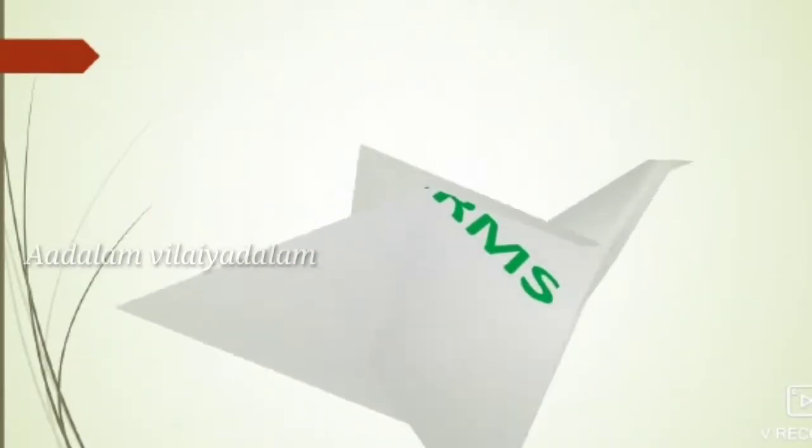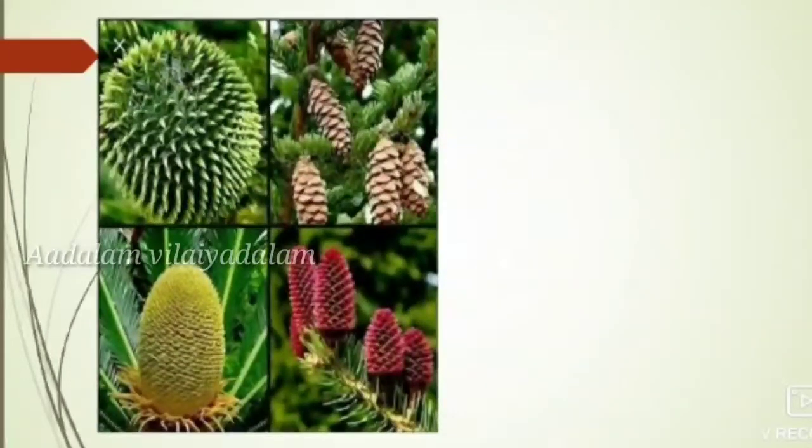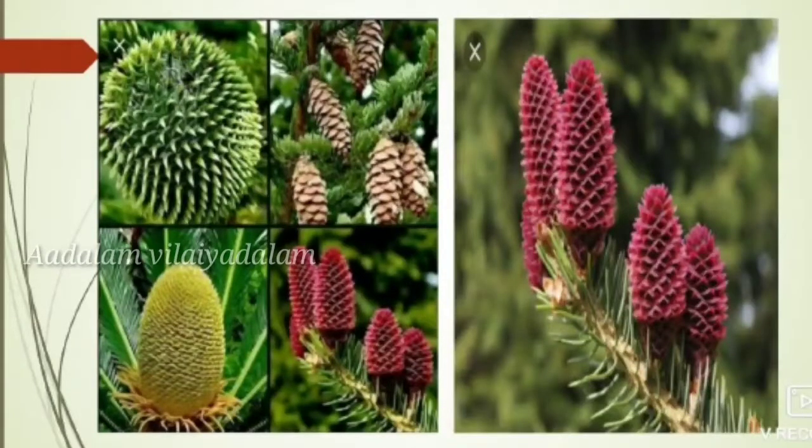Gymnosperms are naked seed plants, that is, the ovule is not enclosed by the ovary, and gymnosperms have two phases of generation: gametophytic generation and sporophytic generation. In gymnosperms, the sporophytic generation is the dominant phase and it is differentiated into root, stem and leaf. Gymnosperms have well developed vascular tissues such as xylem and phloem.